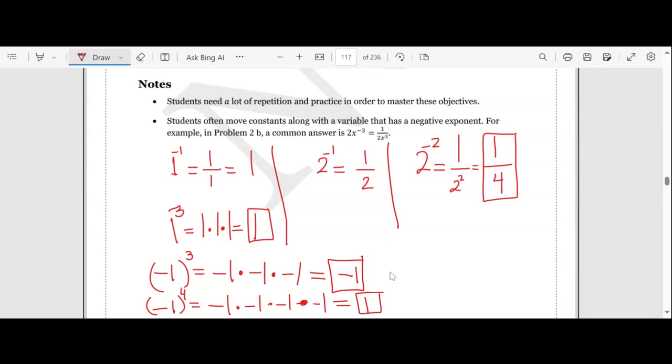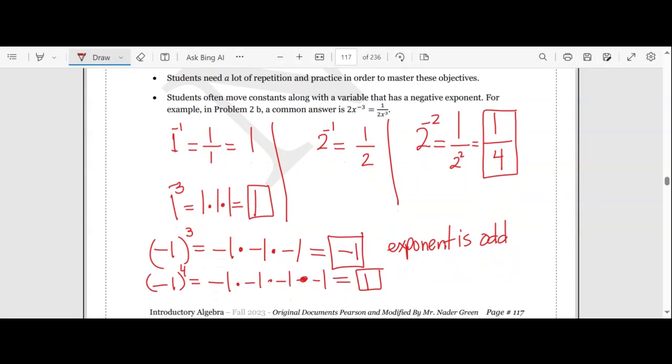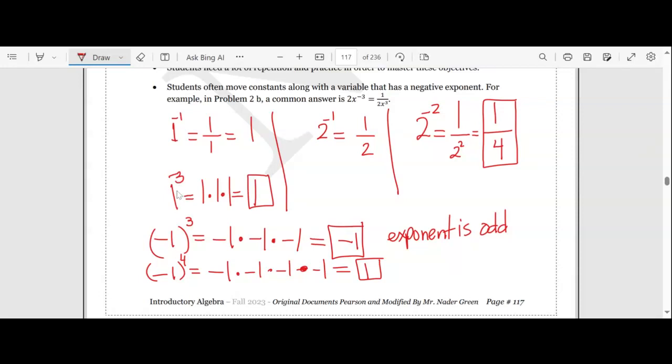So if the exponent is odd, what happened to the negative? What happened to the negative? It stays the same sign. And if the exponent is even, it becomes positive.